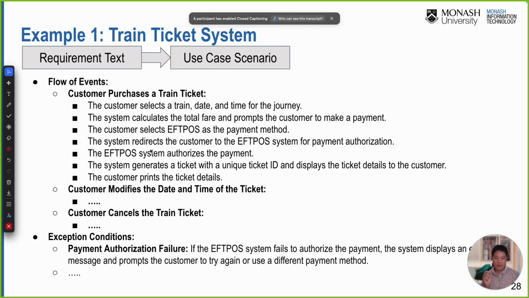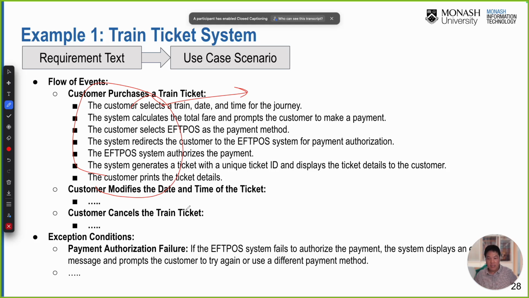The system will redirect the customer to the airport system for payment authorization. The airport system authorizes the payment. The system generates a ticket with a unique ticket ID and displays the ticket details to the customer. The customer prints the ticket details. This is a very good use case scenario, and later on you can use this one to draw the sequence diagram easily, because it tells you which actor interacts with another actor, how each of the objects in the class or actors in the system interact with each other.